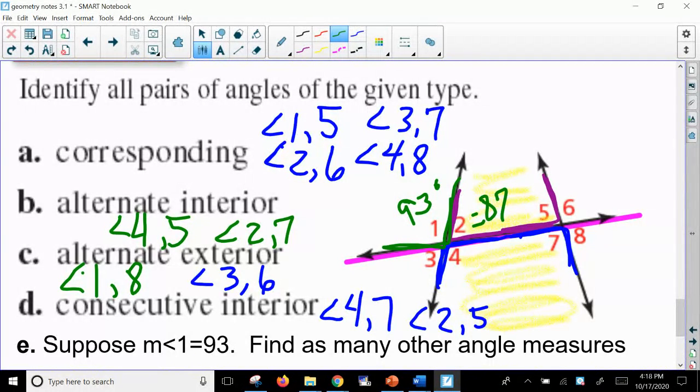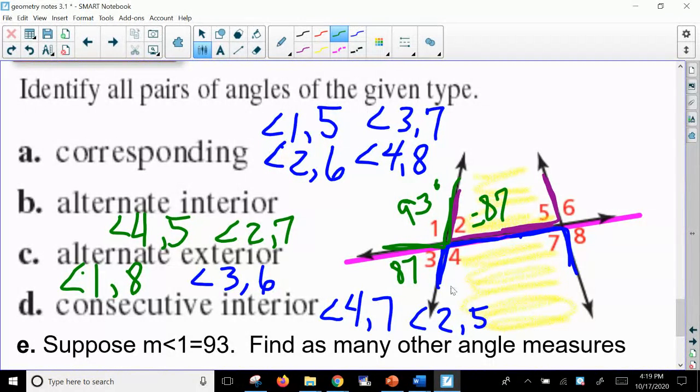Okay? Now, angle 3. One way you could look at it, you could say, well, angle 1 and angle 3 also make a linear pair because they are adjacent angles. They're back to back, and they make this straight line. So angle 1 and 3 have got to add up to 180. So 180 minus 93 is 87. So angle 3 is 87.